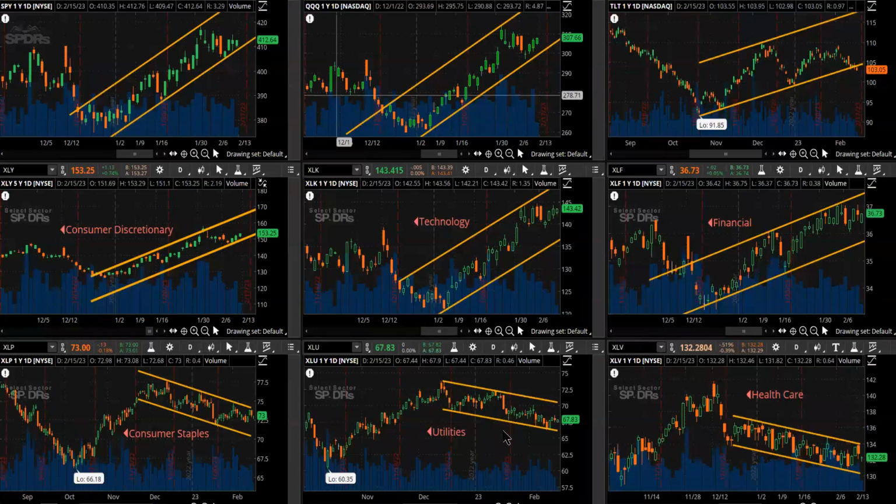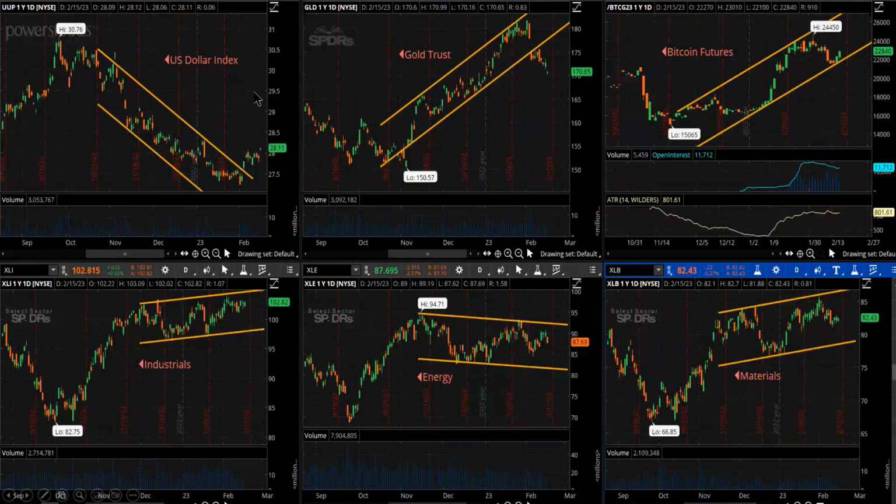Same thing with XLU, utilities. It's lagging, right? And the same thing with healthcare. It's lagging. So this is just a quick and dirty way to use channel lines, knowing that Elliott wave counts fall within channel lines, whether it's corrective or trend. Notice I'm not giving you the wave count. I'm just showing you what I'm seeing just from simple chart analysis.